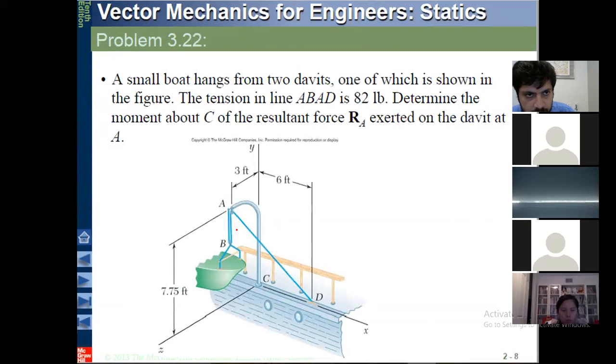And we are asked to calculate the moment about point C. So you have to sum all the forces at point A to get the resultant force, and when you get the resultant force, you calculate the distance vector and then cross product that force by the distance vector to get the moment. Let's see how it goes.